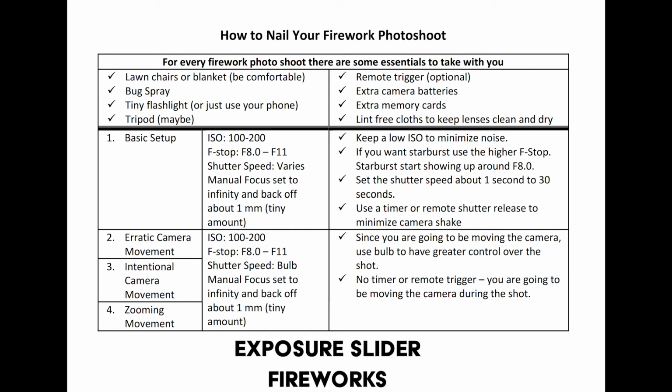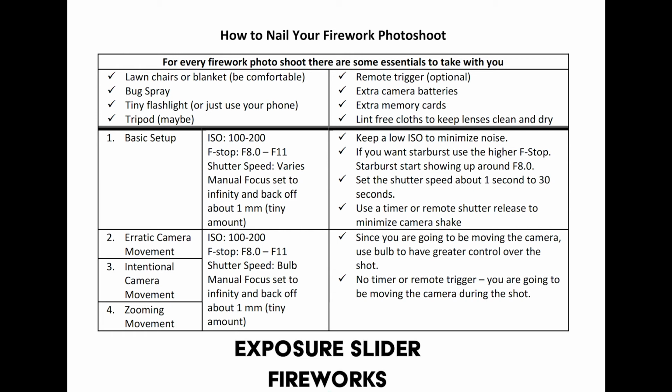So this first section, the title: for every fireworks shoot, there's some essentials you need to take with you. We have lawn chairs or a blanket so that you're comfortable. Bug spray so that you can keep the bugs off of you, obviously. A tiny flashlight, one of those small pin lights, very small. Or just use your phone. A tripod maybe, depending on which technique you're going to use. A remote trigger, maybe, maybe not. Extra camera batteries and memory cards, and a lint-free cloth so you can keep the front of the lens cleaned off.